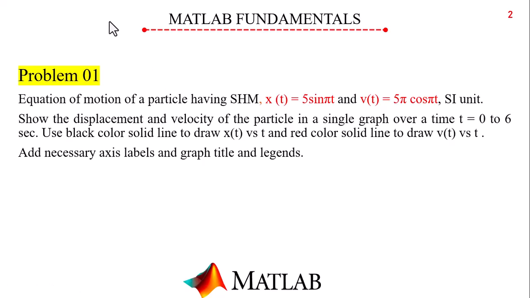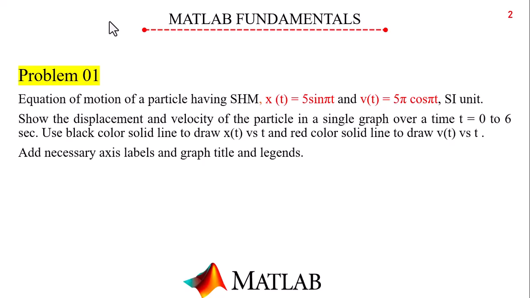The first problem says that you have an equation of motion of a particle having simple harmonic motion. The distance function x(t) and the velocity function v(t). You have to show the displacement and the velocity of the particle in a single graph over a time starting from 0 to 6 seconds. You have to use a black solid line to draw distance versus time, and a red solid line to draw velocity versus time. Add necessary axis labels, a graph title, and a legend.